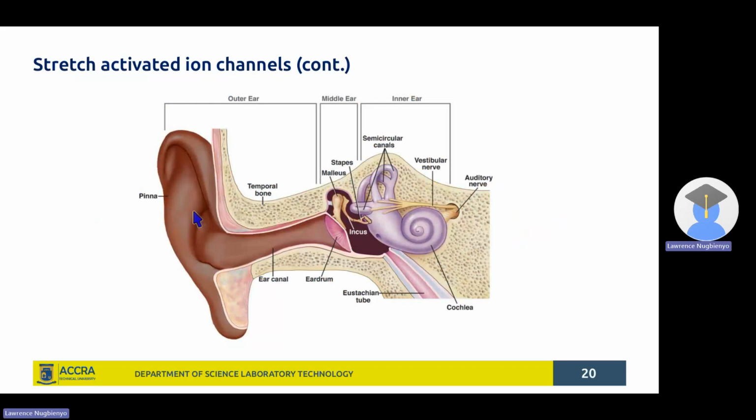Where you have sound. So how do we hear? You have sound which gets into the external, outer ear through that channel, the ear canal. You have the sound going through to hit the eardrum or the tympanic membrane. Now, when the sound hits that membrane, it causes some 3 small bones in the middle ear, the malleus, the incus, and the stapes.